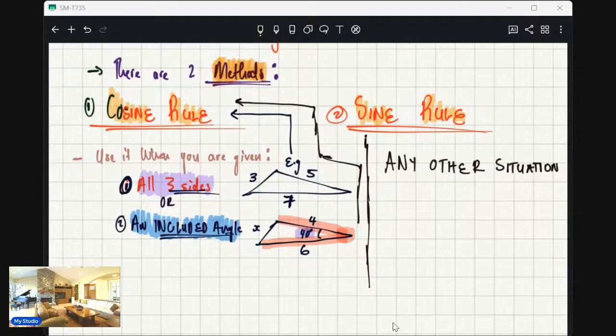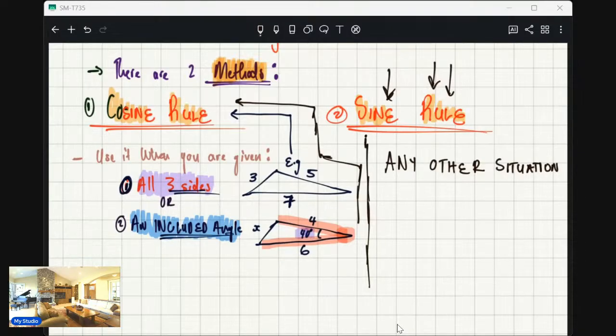So for us to use the sine rule, this situation must not be there. For sine rule, angles are there. For this one, this culprit called sine rule, angles are there, but they are not included. As long as an included angle is there, you have to use the cosine rule. You hear me? So we are going to get a situation and we test.